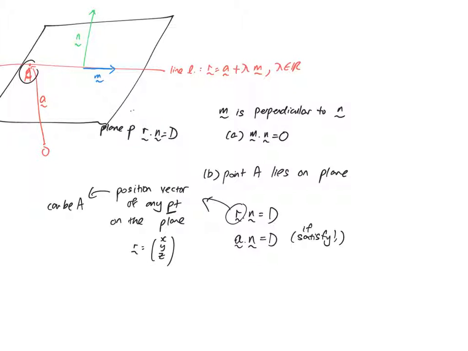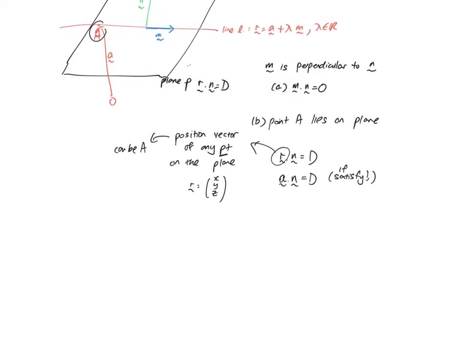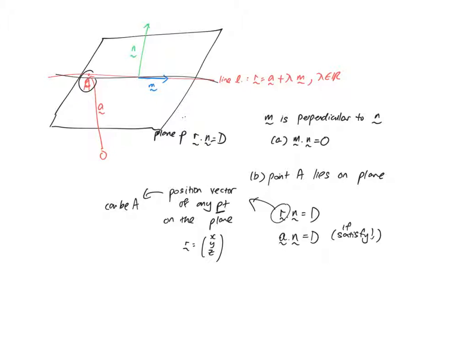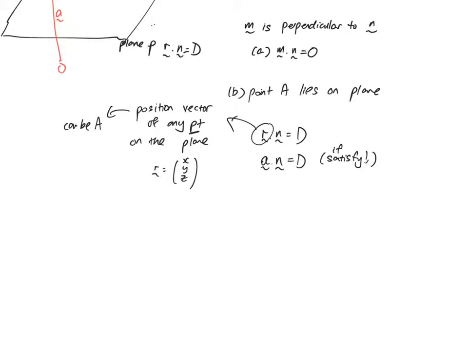If a satisfies the equation of the plane, we can say that the whole line lies on the plane. So the direction vector is perpendicular to the normal, and the point A fulfills the equation of the plane. From here we can straight away conclude that if the two conditions are met, line L lies on the plane. And not only that, you can conclude that there are infinitely many points.